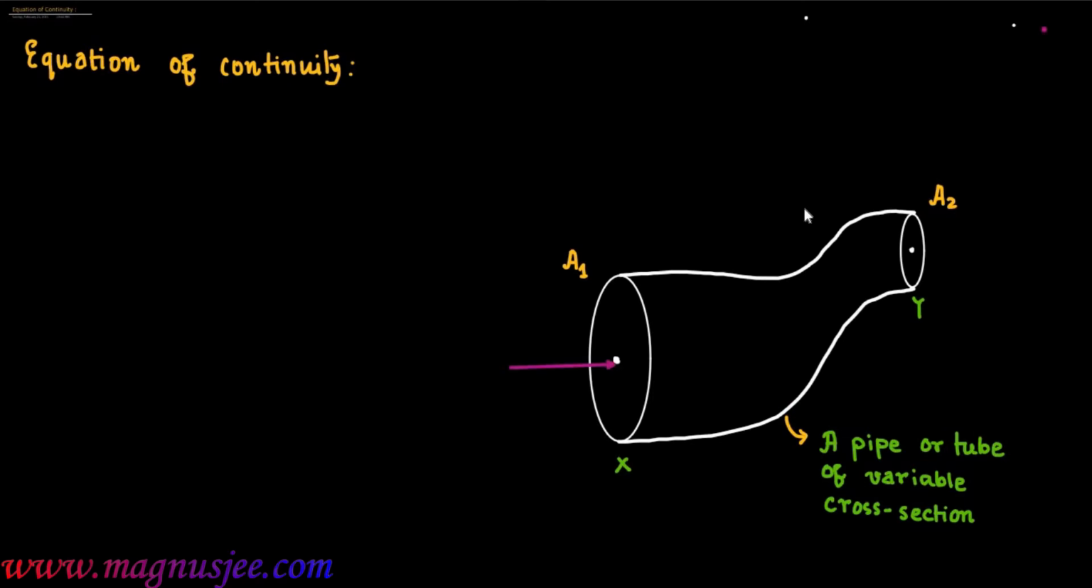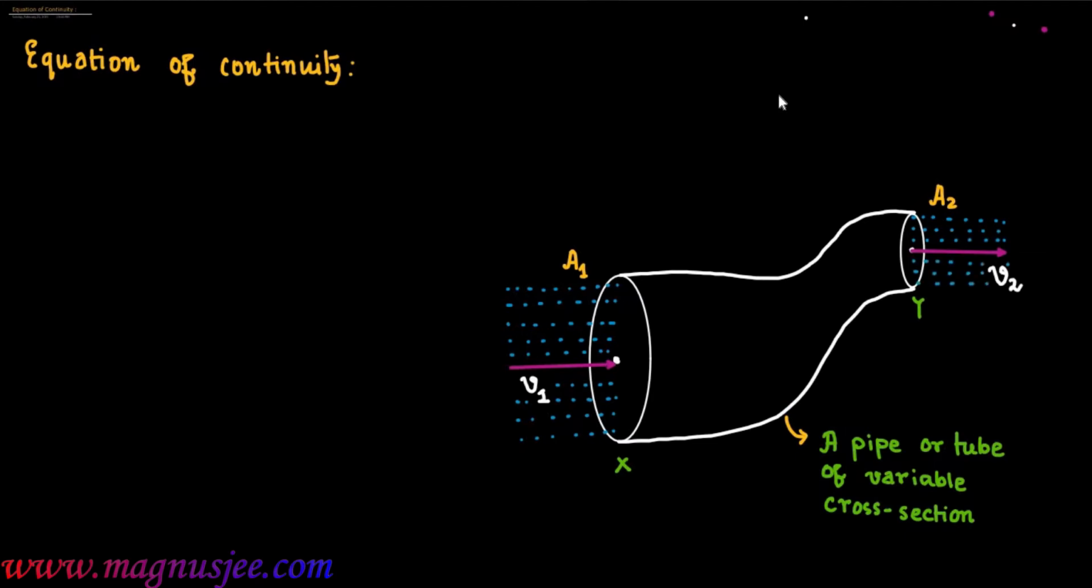Ideal liquid flows into the tube or pipe with a velocity V1. V1 is the velocity with which an ideal liquid flows into the pipe, and V2 is the velocity with which liquid flows away from the tube from the end Y. So we can denote the flow of liquid in this way. At the end X of the pipe, these are different layers of liquid, and from the end Y again liquid emerges with the velocity V2.